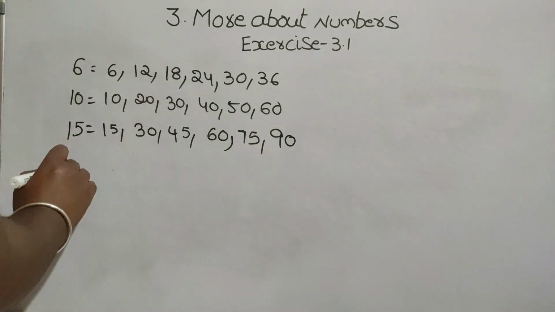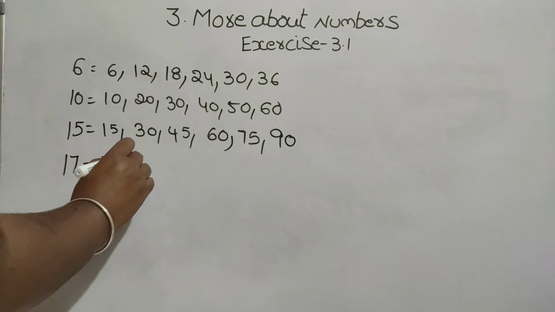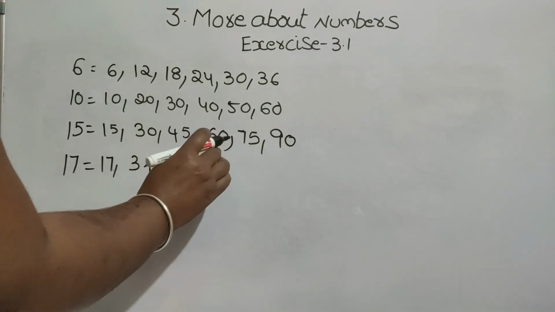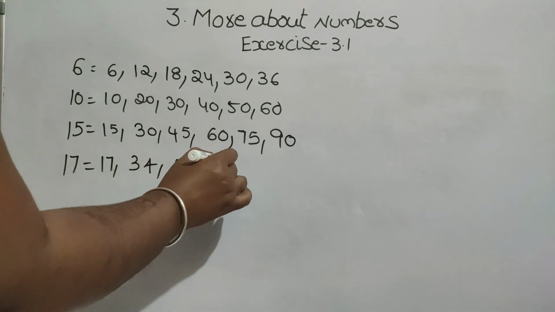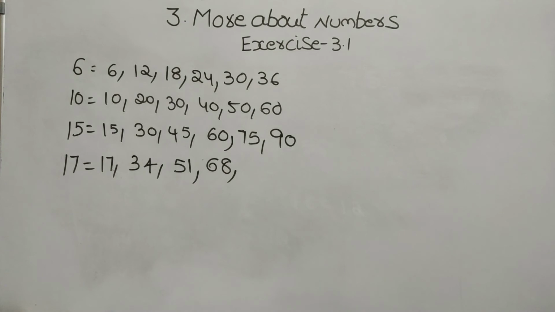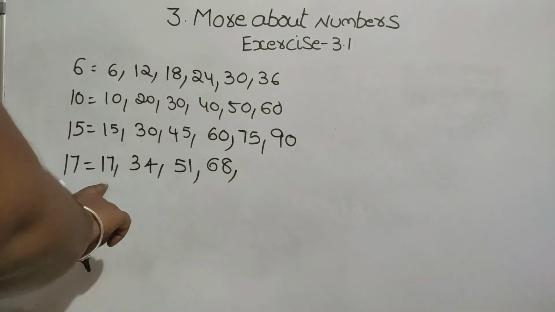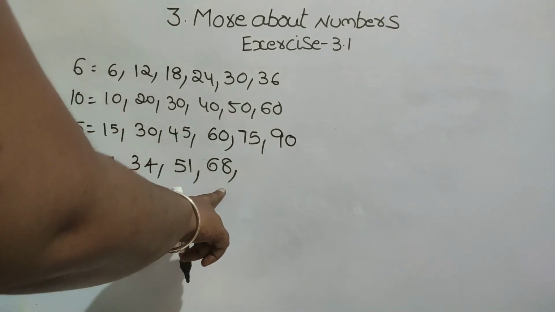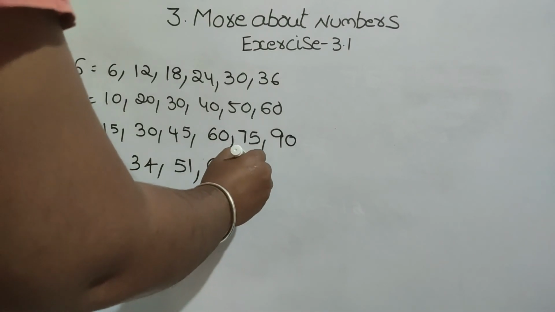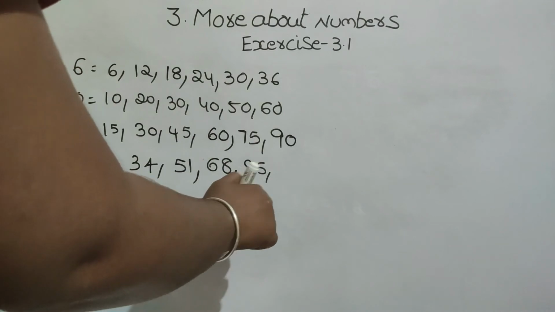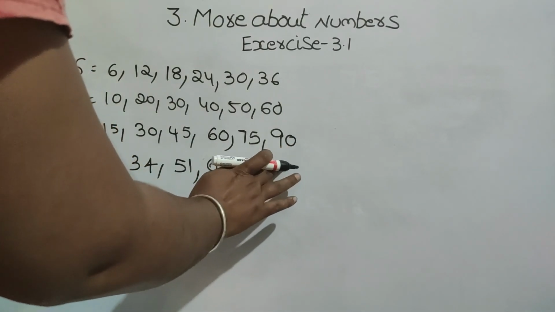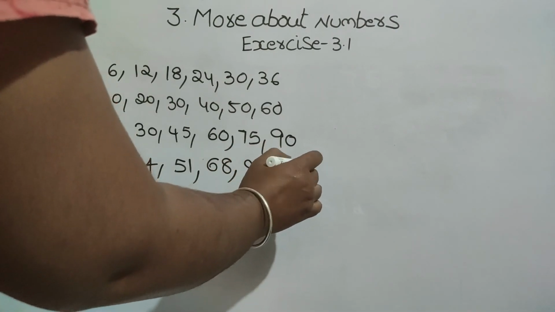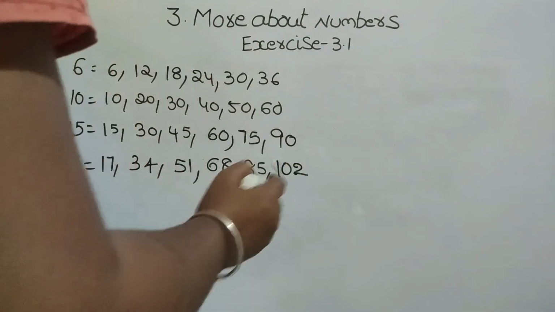Next one 17. 17 1s are 17. 17 2s are 34. 17 3s are 51. 17 4s are 68. 17 5s are 85. 17 6 are 102. This is the 17 table.